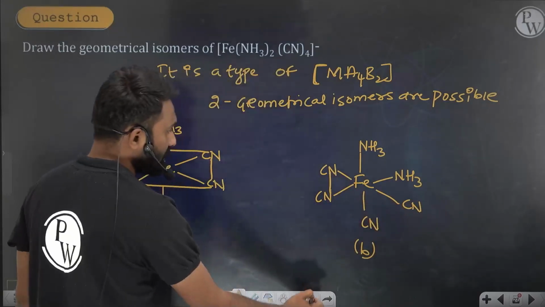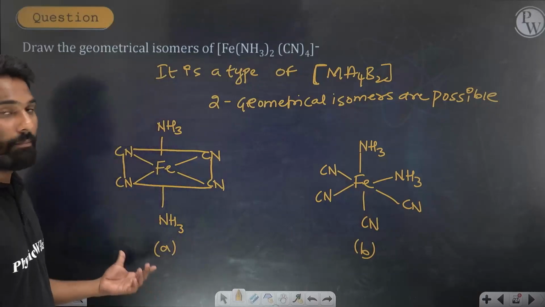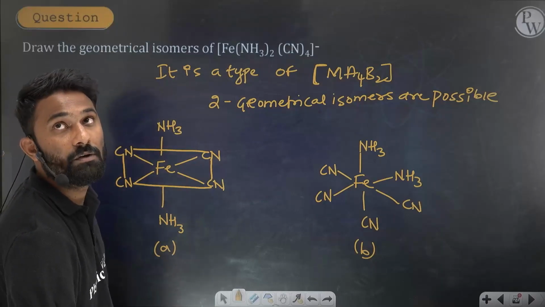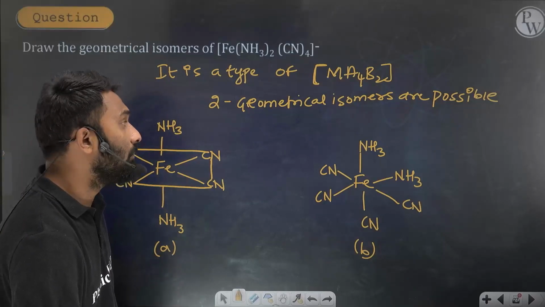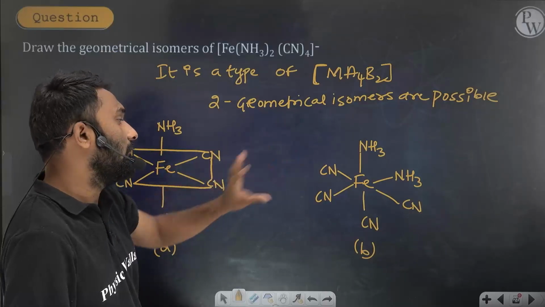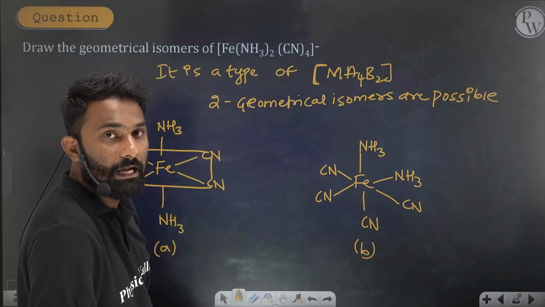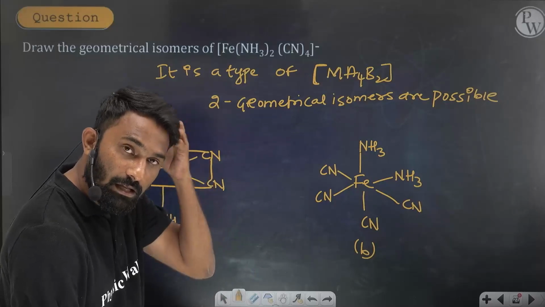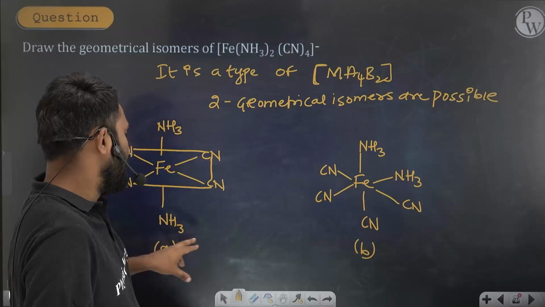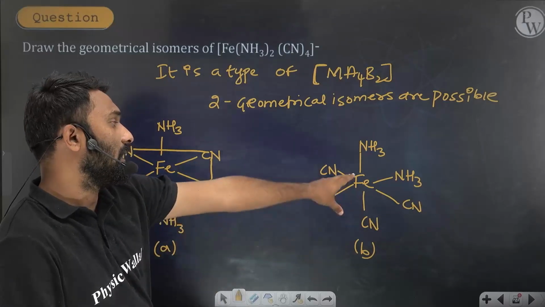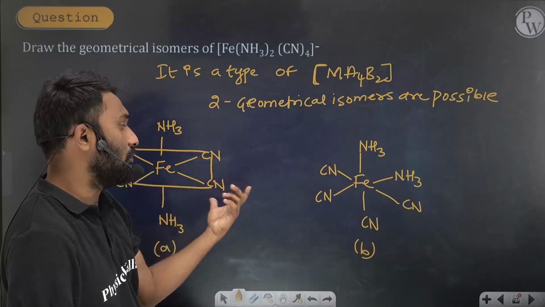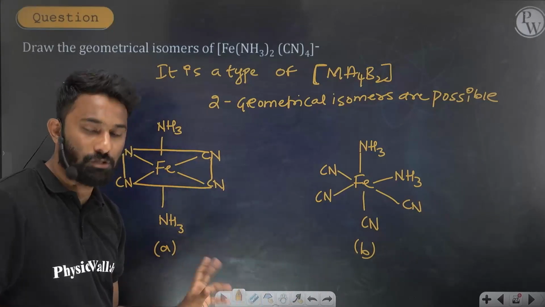Now which one is the cis and which one is the trans, comment in the comment box. Now the two geometrical isomers are possible for this one, 1A and 1B. In the comment box, comment which is the geometrical isomer for A, and geometrical isomer for B. Clear? Now these are the geometrical isomers. Now which one is the cis and which one is the trans you have to identify.